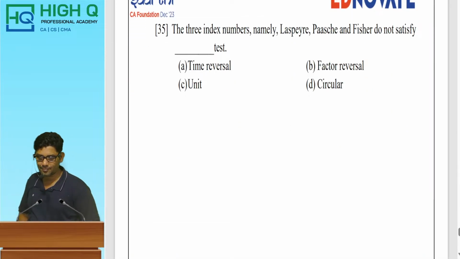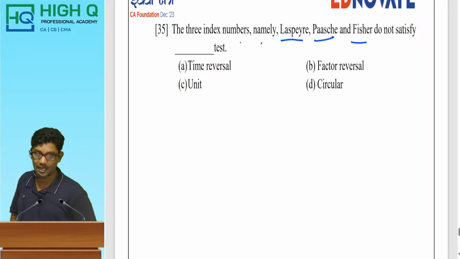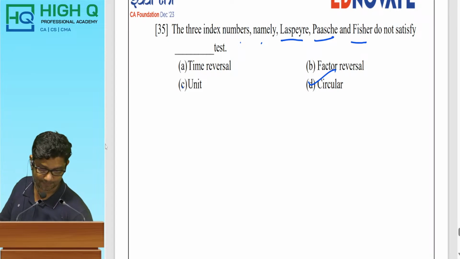Now, the 3 index numbers, namely Laspeyres, Paasche's, Fishers, do not satisfy a test. Fishers does not satisfy time reversal. That's it. Sorry. Circular. Circular.